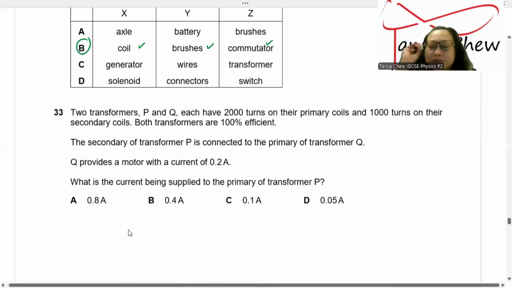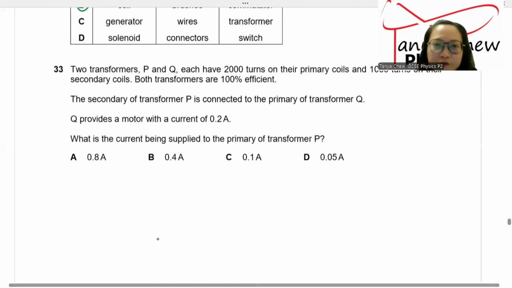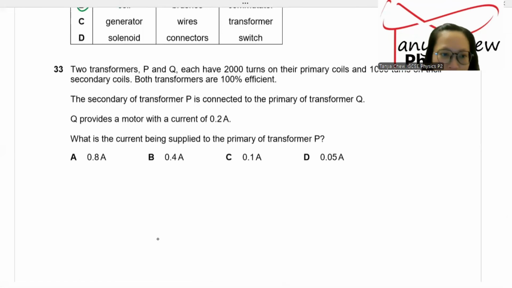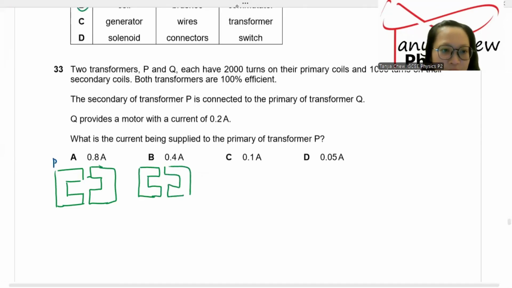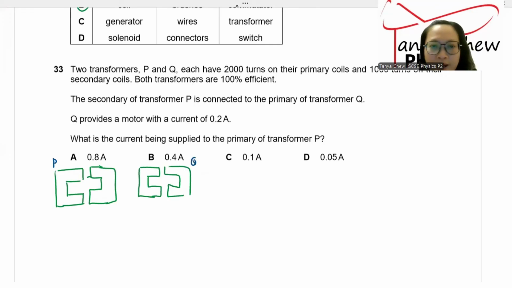This is quite confusing. Two transformers, P and Q, each have 2,000 turns. Right now, I'm going to draw it, P and Q. Two transformers. This is transformer P right here. And this is transformer Q right here. I'm going to draw it up. Okay, now let me write it down. This is P, this is Q. And each have 2,000 turns.